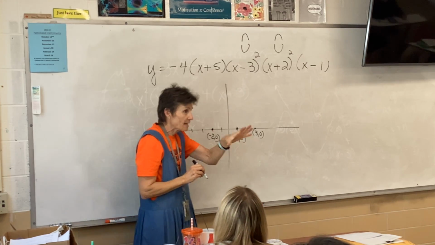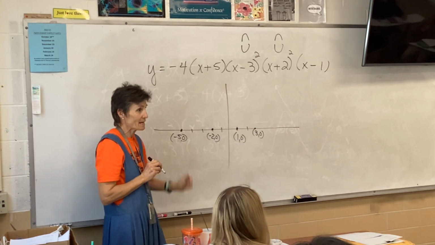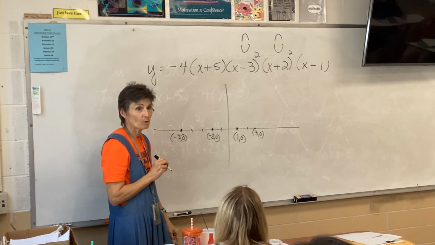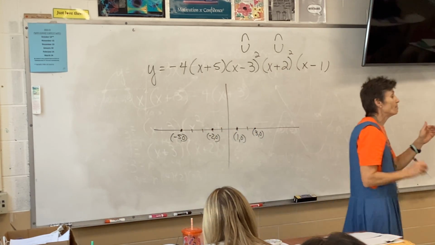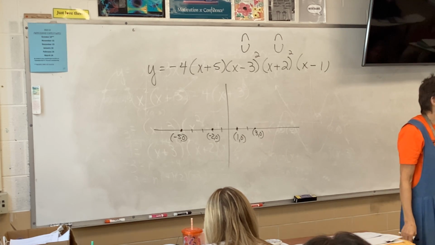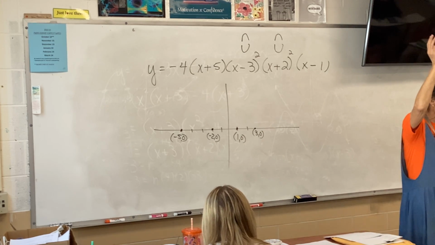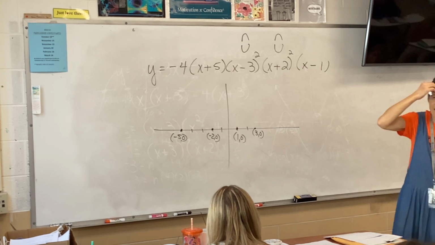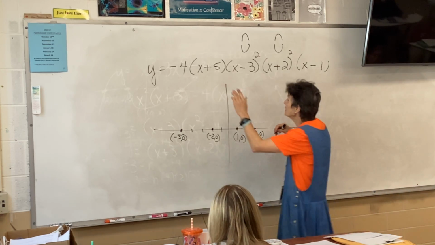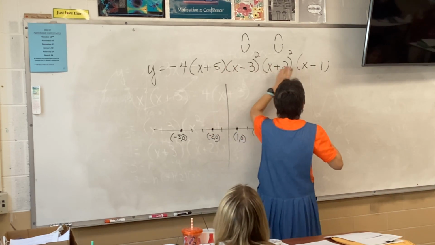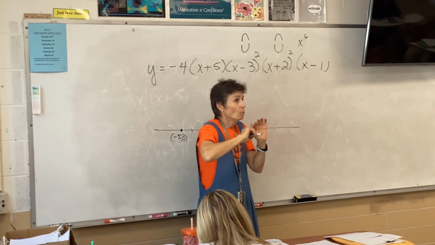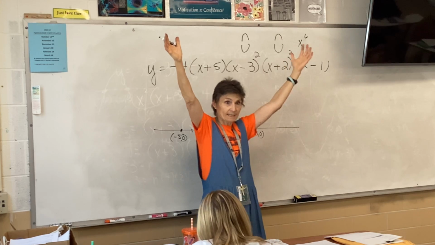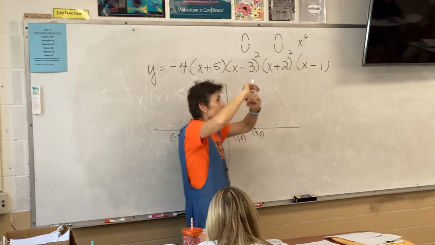And Cece, what does that depend on? How many X's you have. Count up your X's, because you remember that an odd number means I'm going to start down here, and an even number means I'm going to start up here, right? So how many X's do I have? 1, 2, 3, 4, 5, 6. So this is an X to the 6th problem, which means it should look like this at the ends.